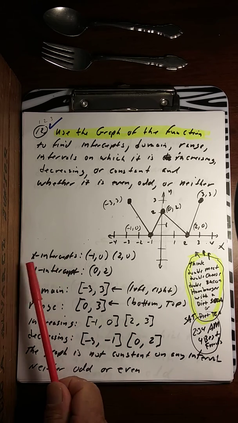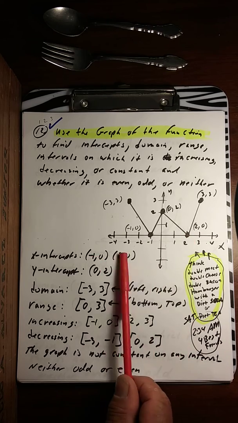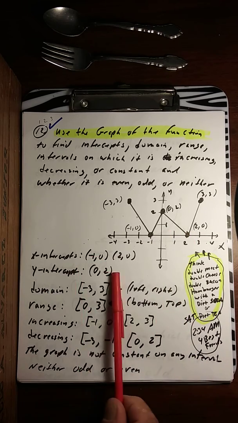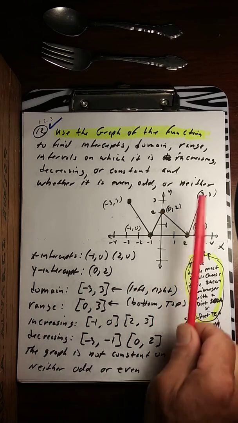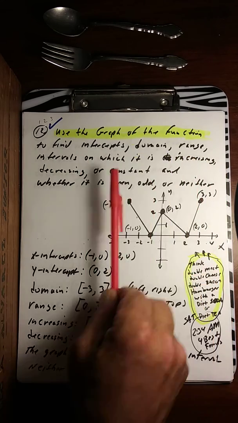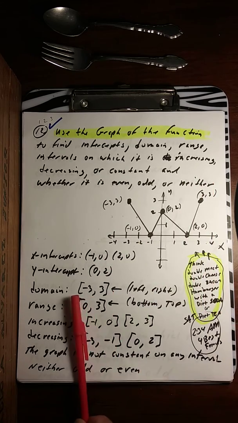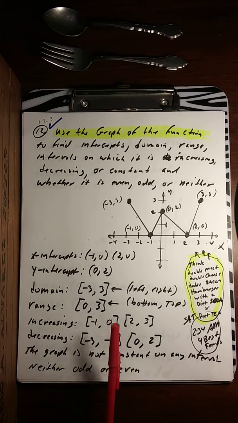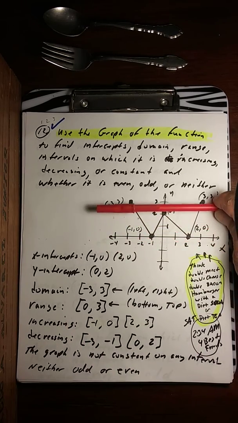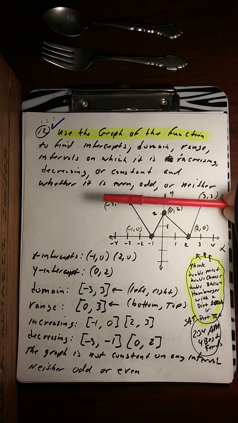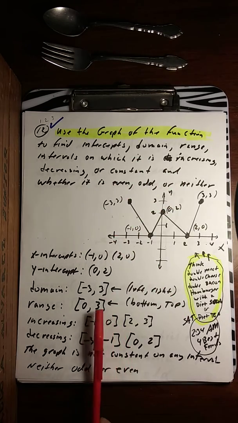Now, x-intercepts: (-1, 0) and (2, 0), right there. And y-intercept: (0, 2), up 2, there's a y-intercept. Domain, left and right, goes all the way from -3 to 3. So -3 to 3, that's it. Range, from the bottom, it goes from 0 all the way to 3. So domain is left and right, range is bottom to top, so 0 to 3.